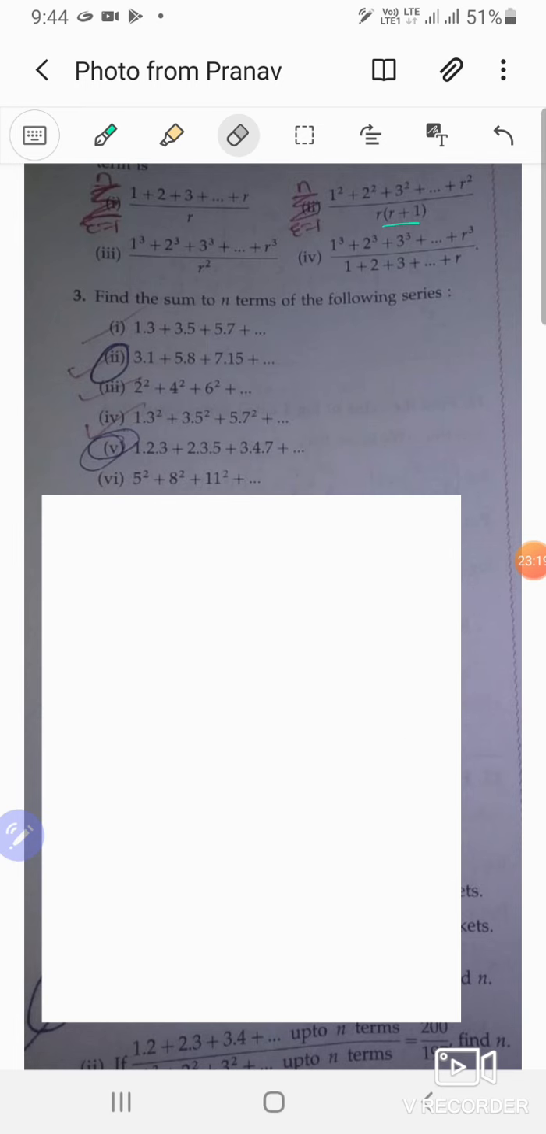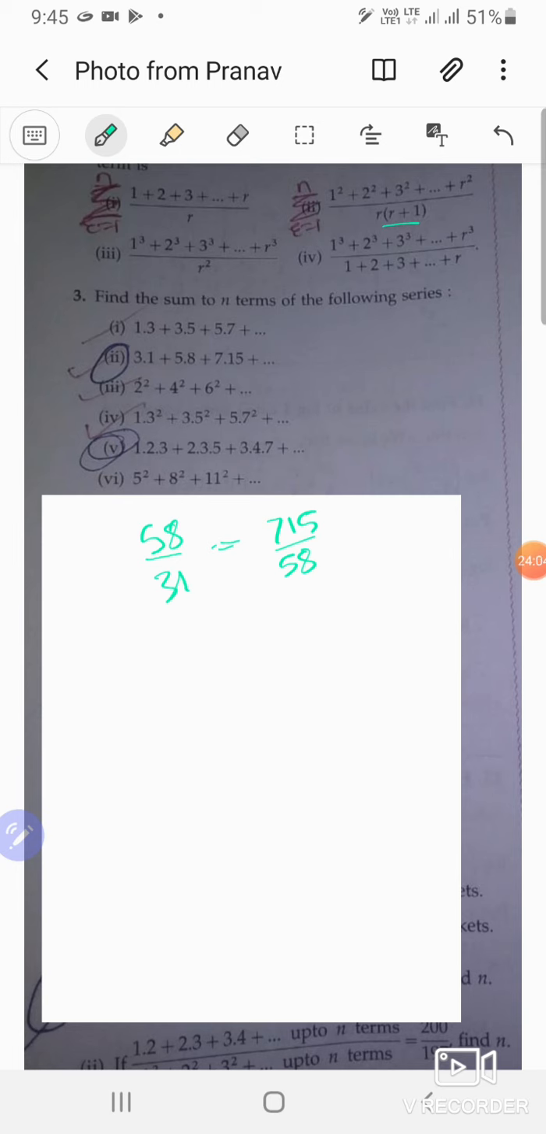So the next question is 3.1 plus 5.8 plus 7.15. No, wait, 7.15, huh? 3.1 plus 5.8. What's going on with this thing? What's the difference? Over there it was obviously an arithmetic series, but over here maybe it's a geometric series, I don't know. So 58 upon 31 is supposed to be equal to 715 upon 58. Doesn't look like that. It's definitely not a geometric series. What about the arithmetic or geometric series?